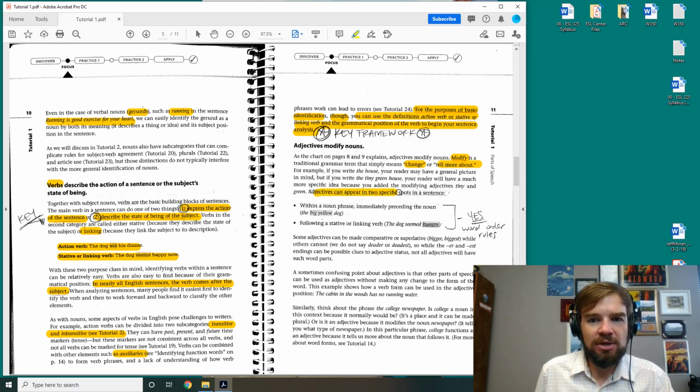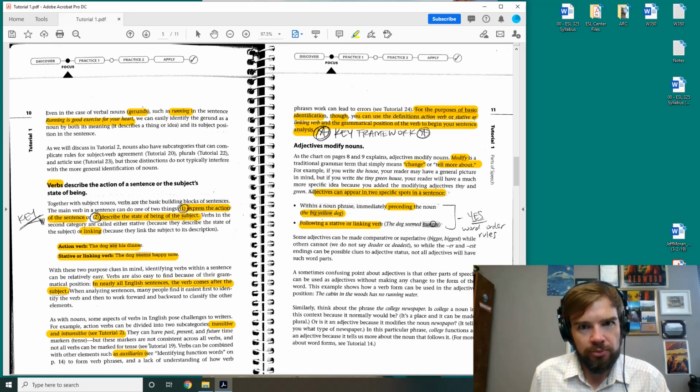Now, adjectives can appear in two specific spots in a sentence. So, within a noun phrase, immediately preceding, that means before the noun. So, the big yellow dog. Dog is our noun, big and yellow are our adjectives. Or following after a stative or linking verb, the dog seemed hungry. Right? So here's our noun, dog. Here's our adjective, hungry. So this is a different word order, right? If it's a linking verb, then you're likely going to put the adjective after the noun.